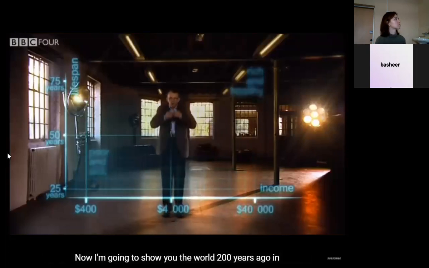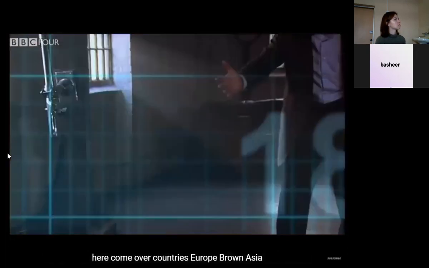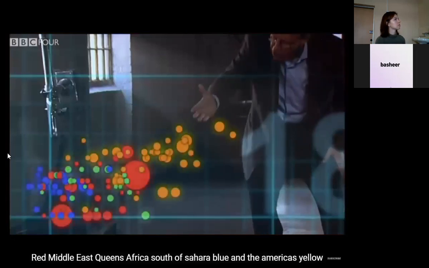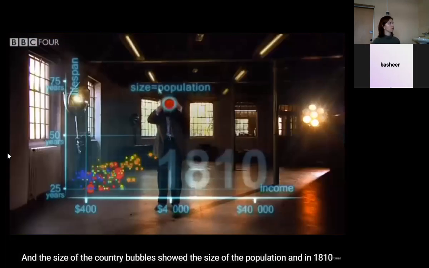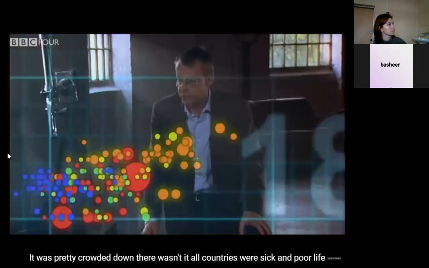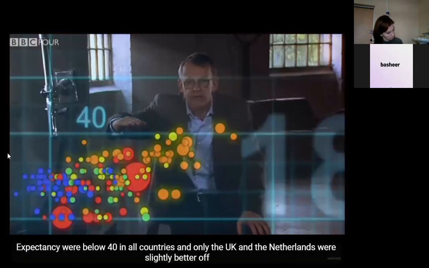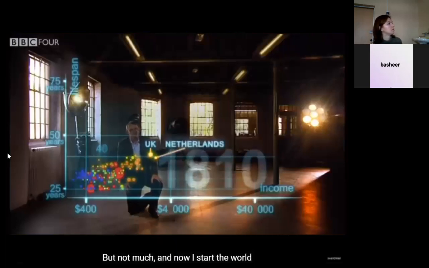Now, I'm going to show you the world 200 years ago, in 1810. Here come all the countries. Brown, Asia red, Middle East green, Sahara blue, and the Americas yellow. And the size of the country bubbles show the size of the population. Down there, wasn't it? All countries were sick and poor. Life expectancy was below 40 in all countries. And only the UK and the Netherlands were slightly better off, but not much.